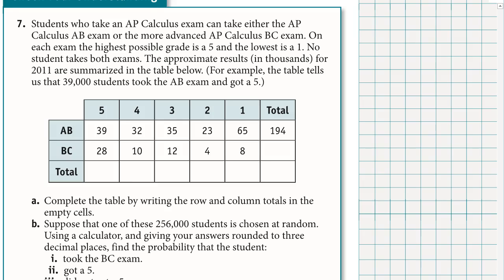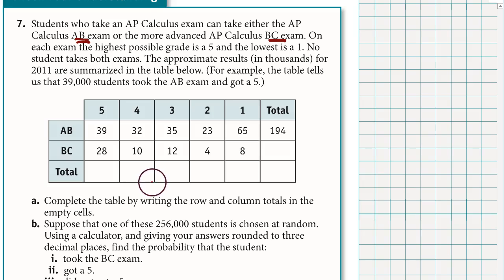Jump ahead to the Check Your Understanding questions, number 7. Students who take an AP Calculus exam can take either the AP AB exam, which is a little bit easier, or the AP BC exam, that's a little more difficult. AP tests are scored from 1 through 5, with 5 being the highest grade that earns you college credit. Here's a partially filled in frequency table for students taking these two different kinds of AP tests.